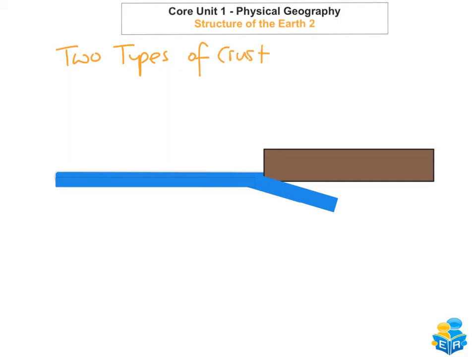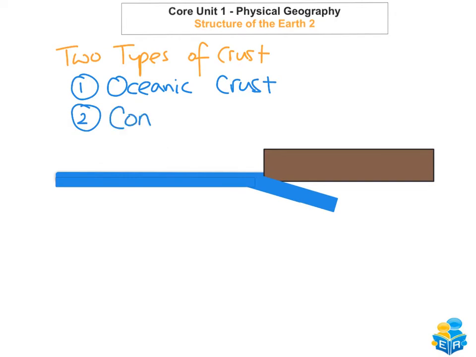Okay, so the first crust that you can have is oceanic crust. Oceanic crust. And the second is continental crust. So I'm going to start with the first one, which is the oceanic crust. And as you can see, the oceanic crust is this one here. And the continental crust is the brown one here.